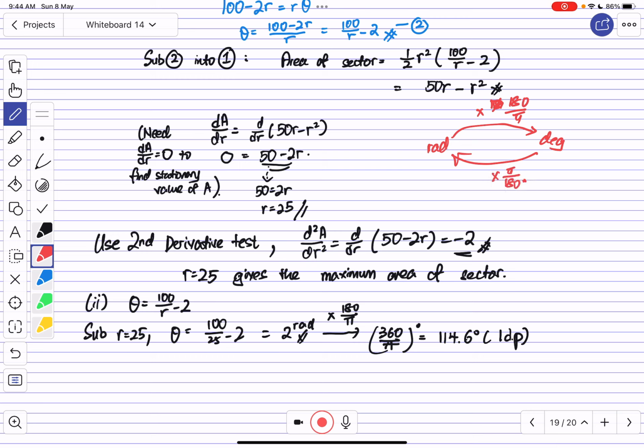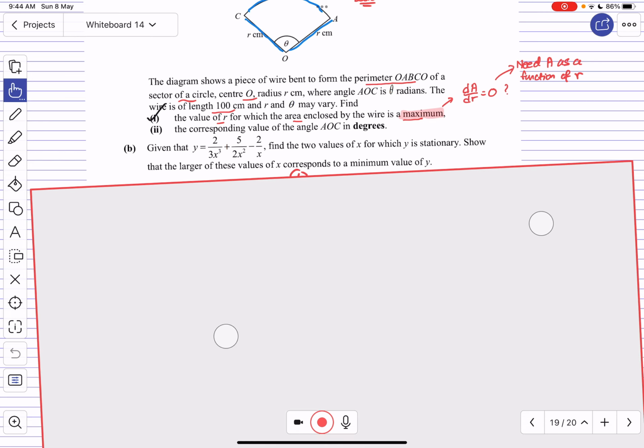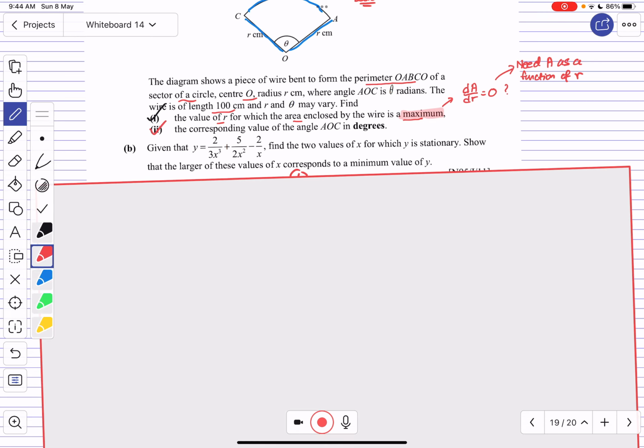Okay, next, this is a completely unrelated question. Given that y equals 2/3 x cubed plus 5/2 x squared minus 2x, minus 2 over x. Find the two values of x for which y is stationary and show that the larger of these values corresponds to a minimum value of y. I think this question is relatively simple, so I will not be going through it. Okay, thank you.